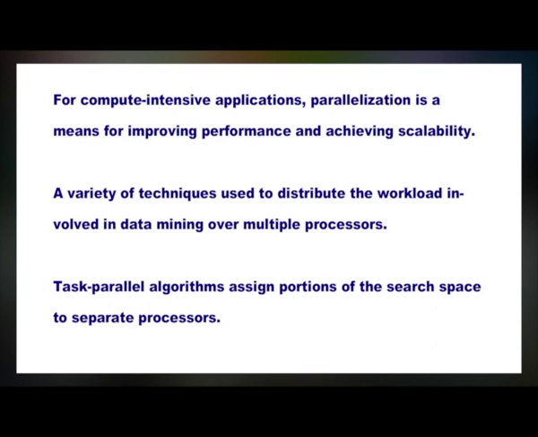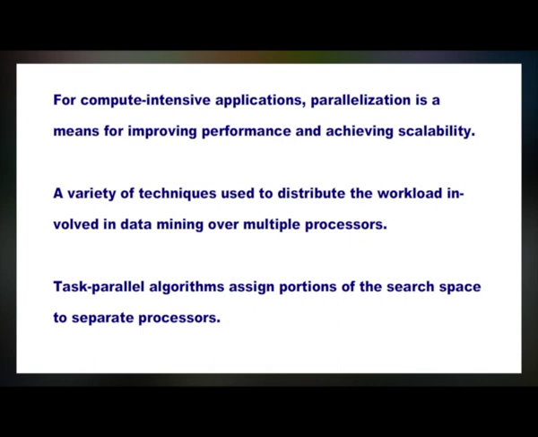Another reason which you have to keep in mind for parallel algorithms comes from the fact that many transaction databases are already available in parallel databases, or they are distributed at multiple sites to begin with. The cost of bringing them all to one site or one computer for serial discovery of association rules can be reasonably expensive. And moreover, for computer intensive applications, parallelization is a means for improving performance and achieving scalability also.